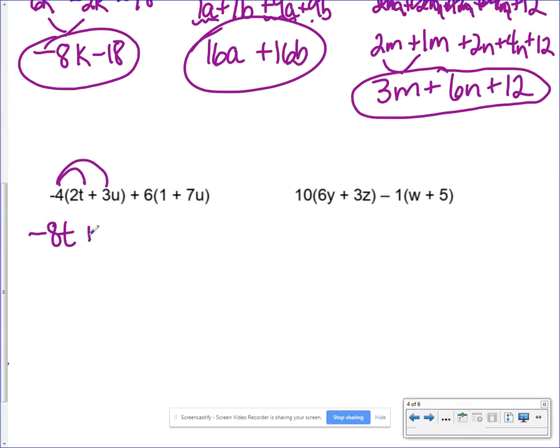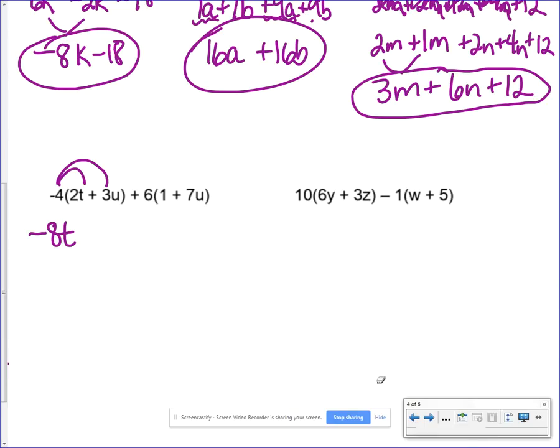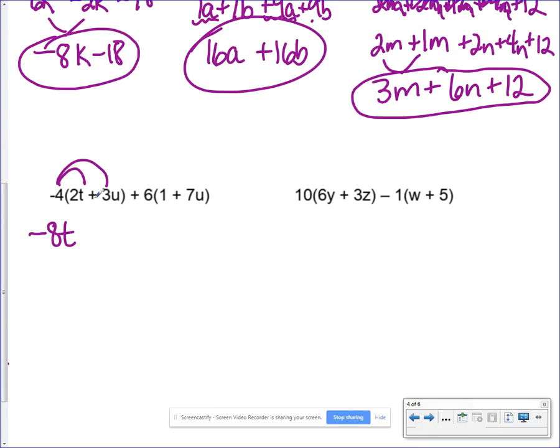Pause the video whenever you need to. Oh, I'm confused here now. Hold on. Eraser. Okay. It's a negative 4 that I'm distributing to a positive 3u. So I've got negative 12u. Sorry. And then I have a 6 that I'm distributing. And that gives you 6 and a 42u.